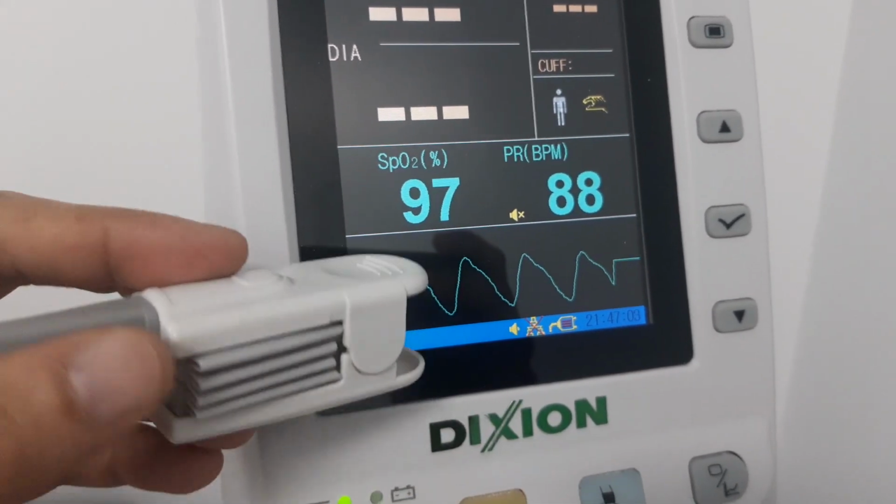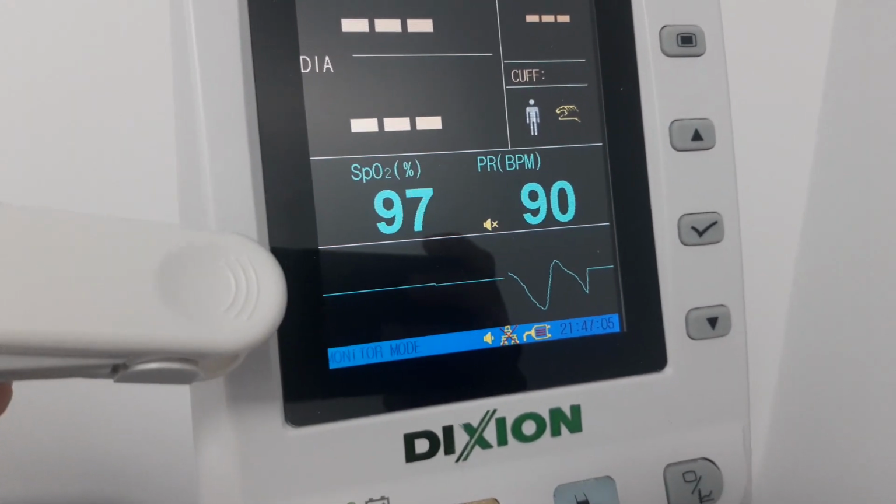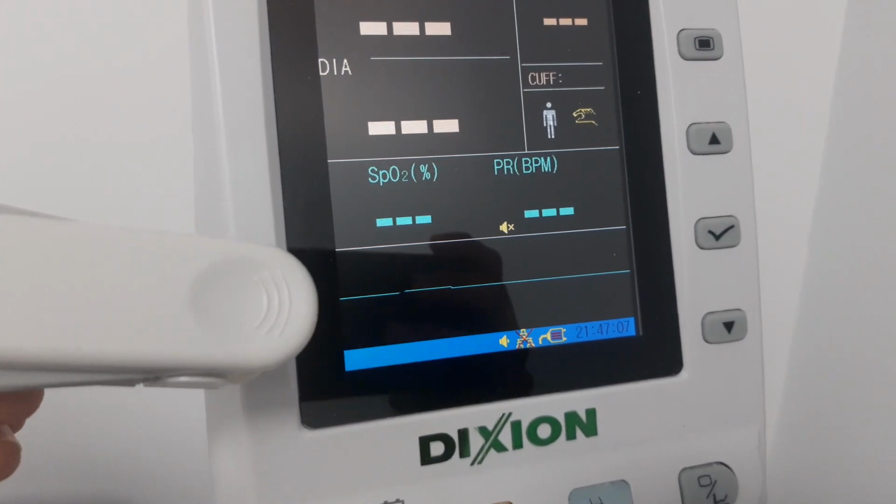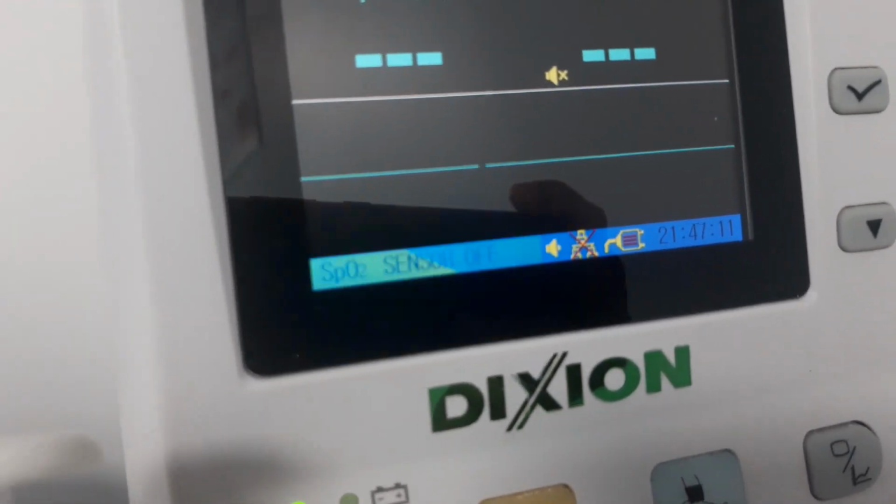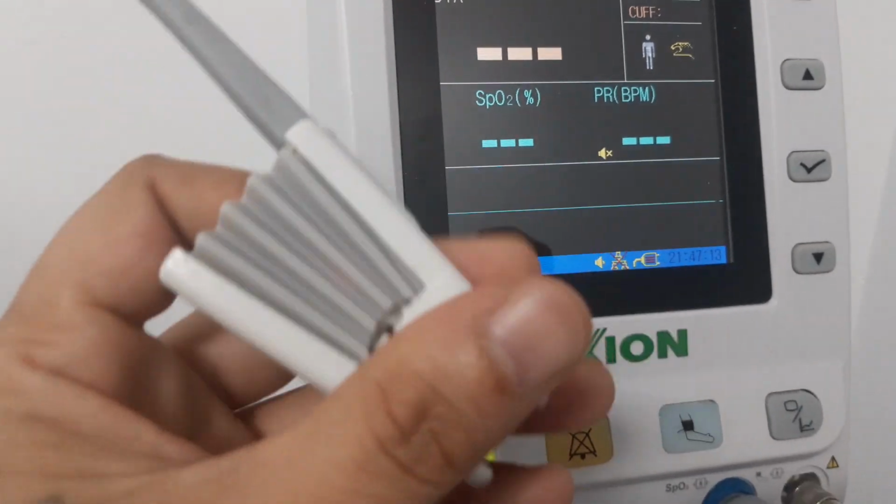I remove it. See, because I remove my finger. Look. Now, I return it.